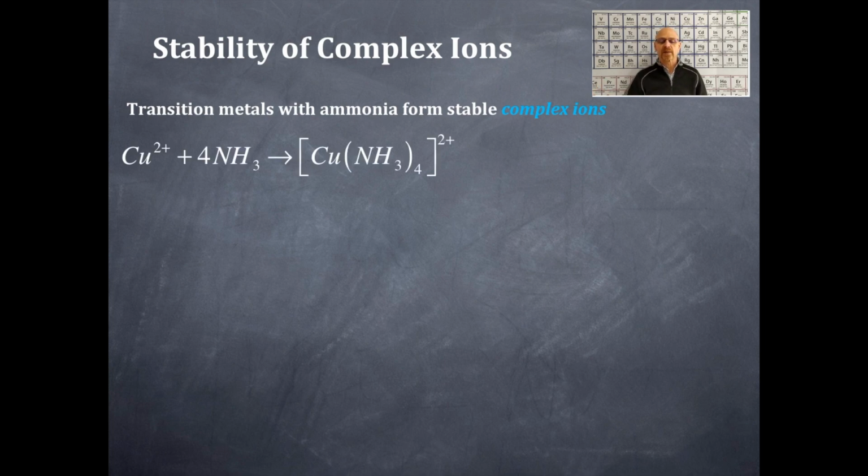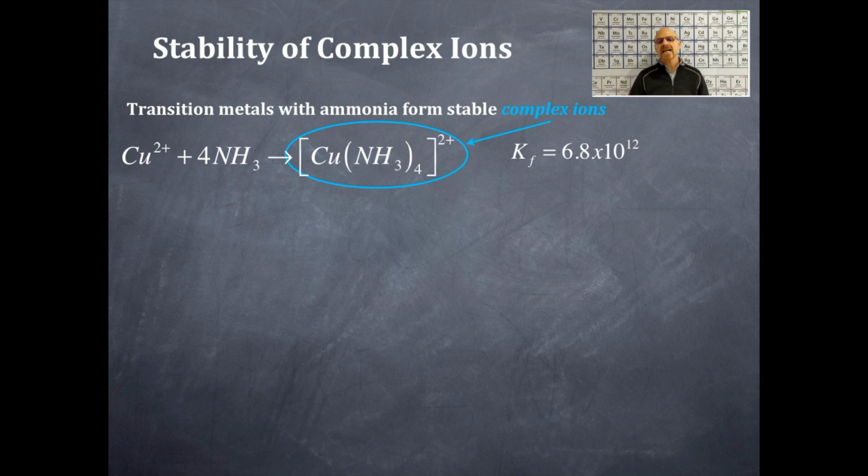Here's an example. We've got the copper ion, the cupric ion, plus 4 ammonias, and it yields a product of a complex ion. This is a complex ion right here, the copper with 4 ammonias. Since ammonia has a net zero charge, the complex ion charge is still the charge on the transition metal cation. Hopefully that makes sense for you.